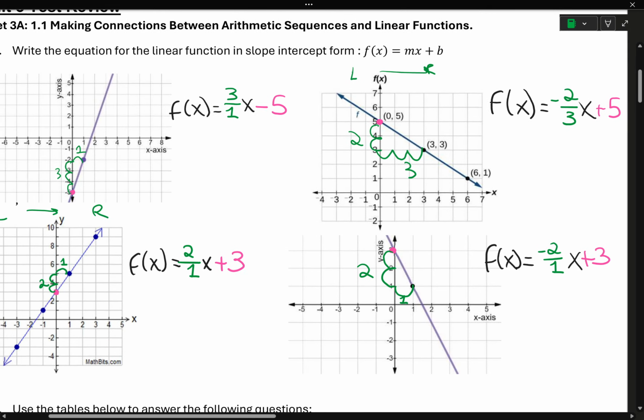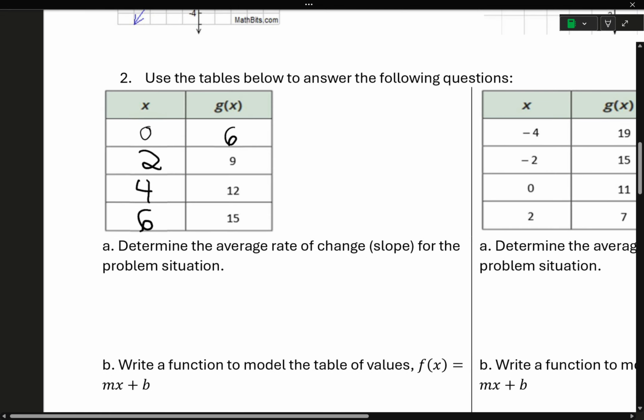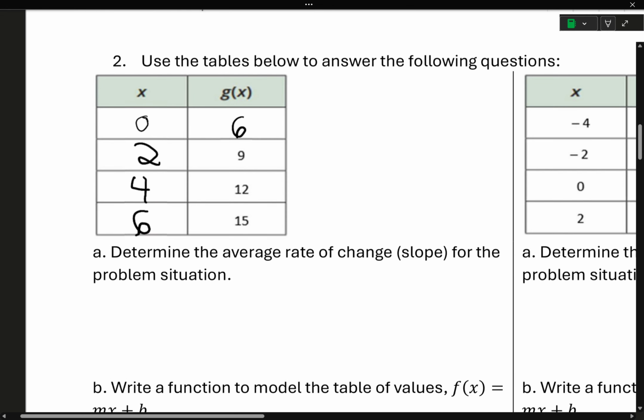Wonderful! So that is how we find slope-intercept form from graphs. Now let's do it from tables. Here is a table for number 2. The first thing we're going to do is determine the average rate of change, which is our slope for the problem. Okay, so we have the slope formula.